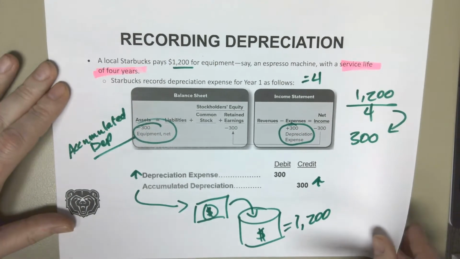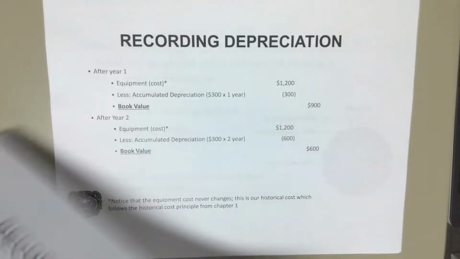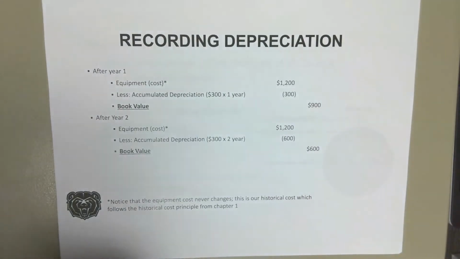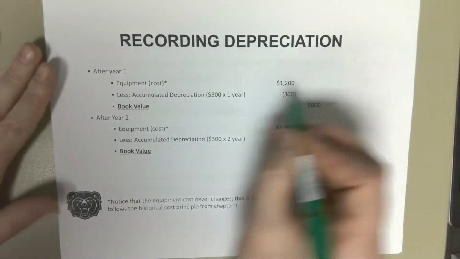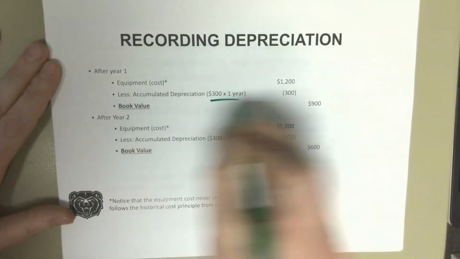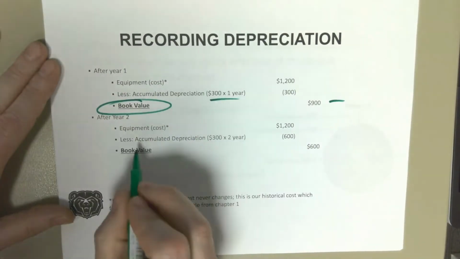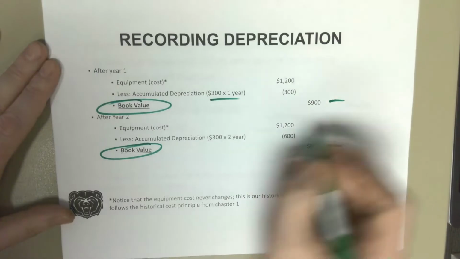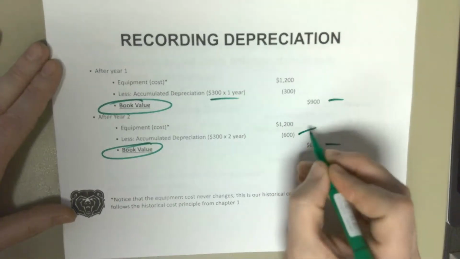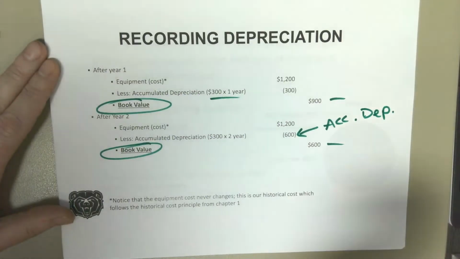So again, just a quick refresher on depreciation and accumulated depreciation. So every year they're going to do this. After year 1, less accumulated depreciation of $300. So now our book value is $900. After year 2, our book value is $600. Why? Because we have $600 in our accumulated depreciation account, right? Okay.